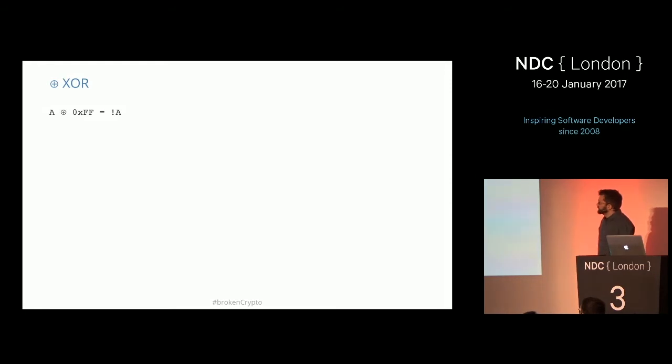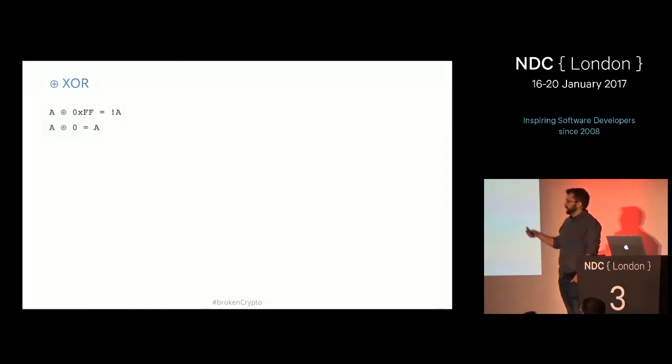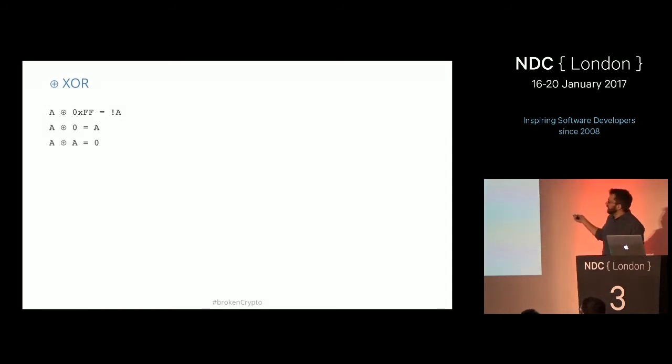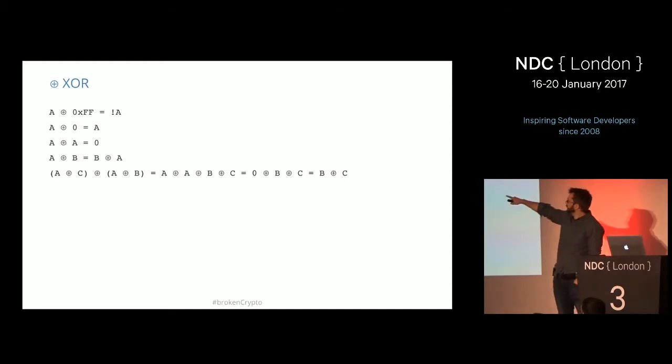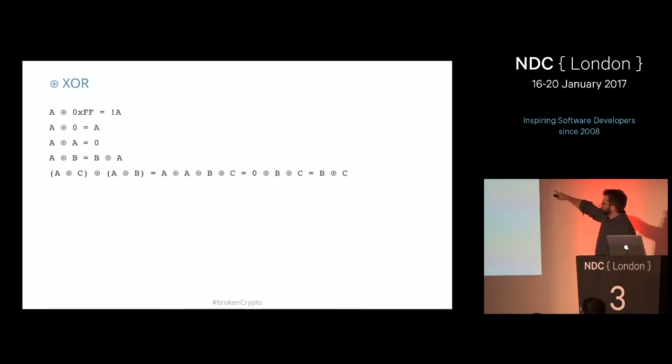And there are some rules there as well. If we XOR a letter with 11111, we get the exact opposite. If we XOR it with 0, we get the same thing back. If we XOR the same thing with itself, we get 0. And you can switch them around. It doesn't really matter. And also, if you have one thing that's XORed with something, and you XOR that with one thing that's XORed with the same thing, the two A's here in this case, they cancel each other out. And so the end result is B XORed with C.